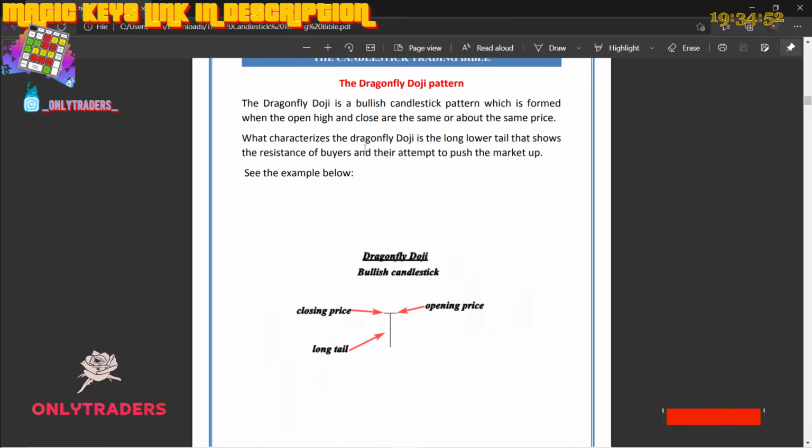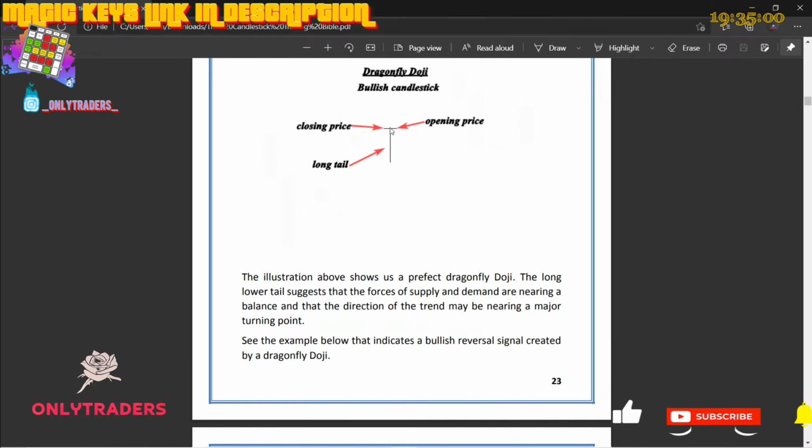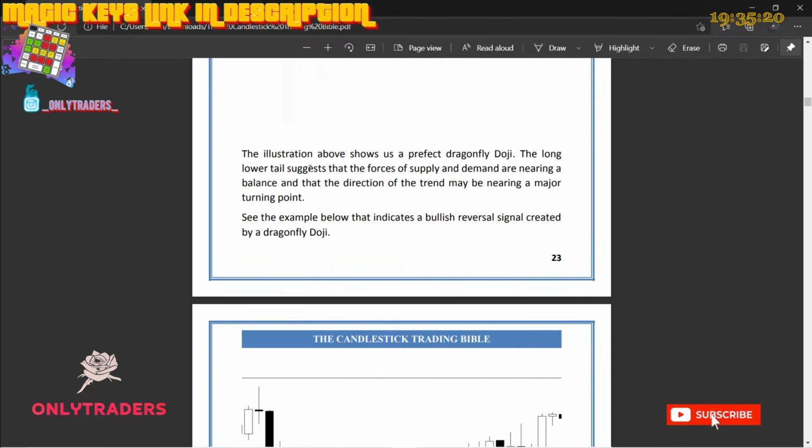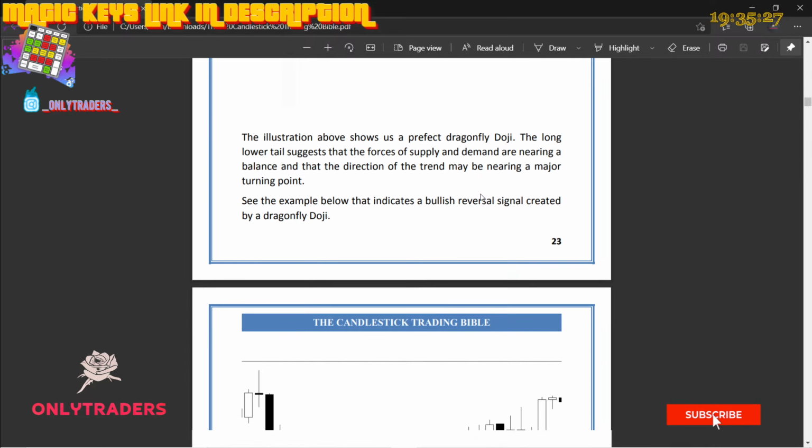What characterizes the Dragonfly Doji is the long lower tail that shows the resistance of buyers and the attempt to push the market up. So as you can see, we have price opening and closing at this point, but this clearly indicates that there were some sellers. They managed to sell it down to this point, but the price didn't manage to close there, and buyers came back up and it closed here. So that's a perfect doji. The long lower tail suggests that the forces of supply and demand are nearing a balance, and that the direction of the trend may be nearing a major turning point.